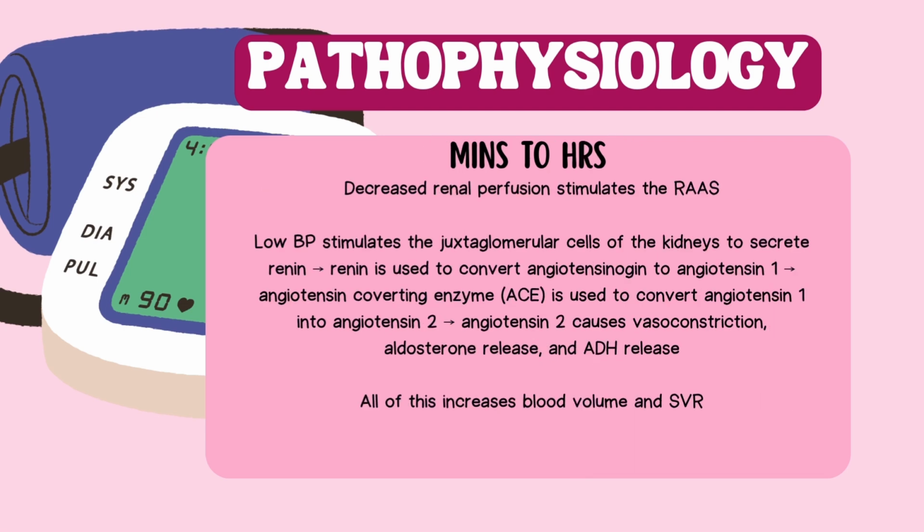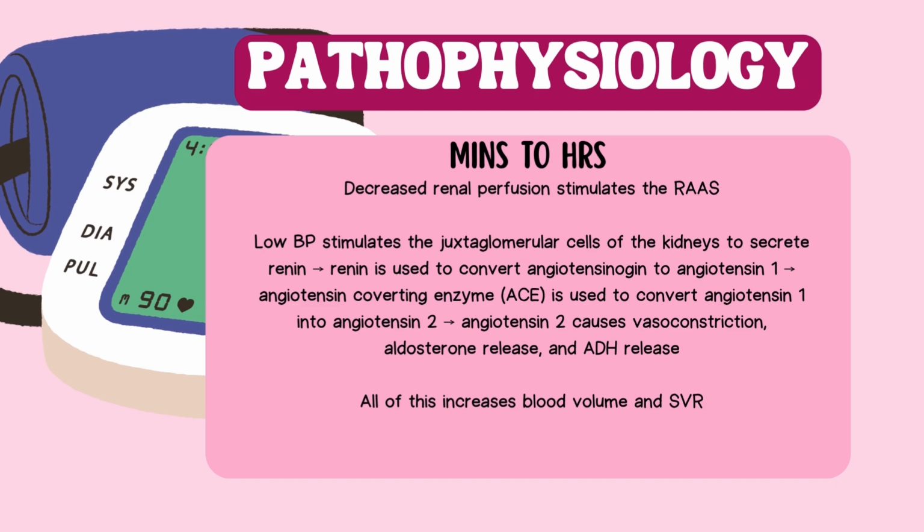Now, the second hemodynamic aspect that you need to understand is the renin angiotensin aldosterone system. This is typically a little more long term and happens over minutes to hours from blood pressure change. So the kidneys detect that there is decreased renal perfusion and it stimulates the renin angiotensin aldosterone system. Low blood pressure stimulates the juxtaglomerular cells of the kidneys to secrete renin. Renin then goes to convert angiotensinogen to angiotensin 1.